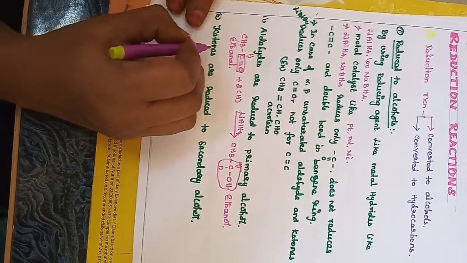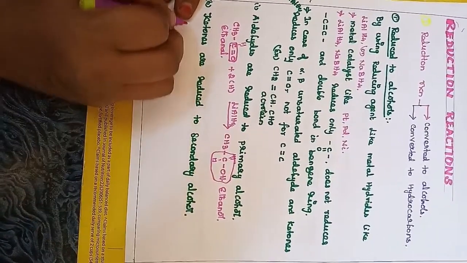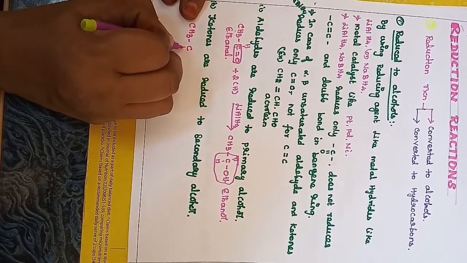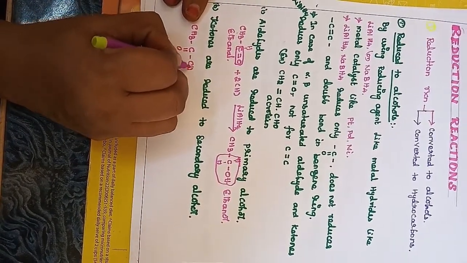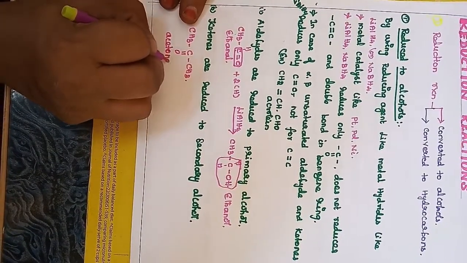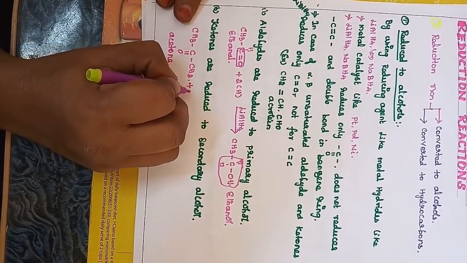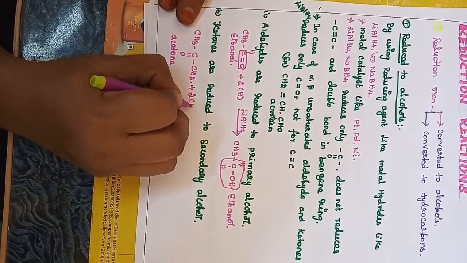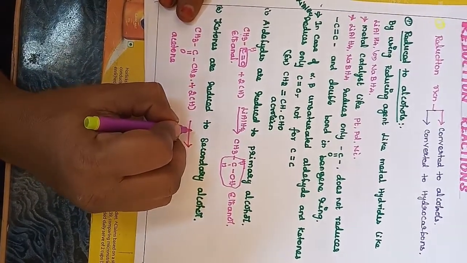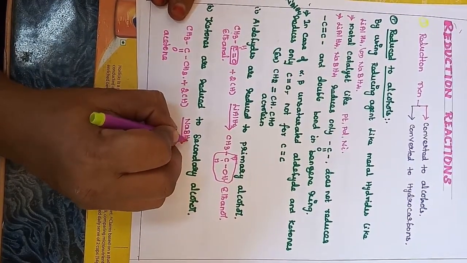Second one is ketones are reduced to secondary alcohols. Acetone or propanone, CH3C=OCH3 is acetone. Acetone is a common name. Its IUPAC name is propanone. It will be carried out with hydrogen in presence of a common reducing agent, sodium borohydride.